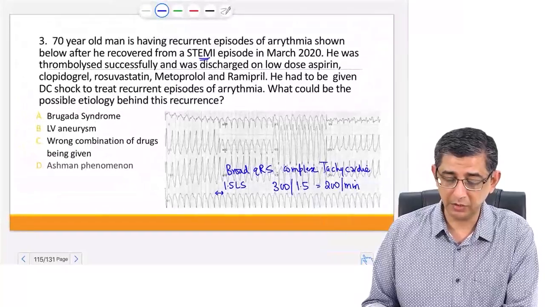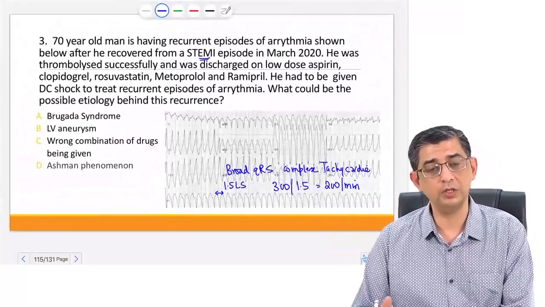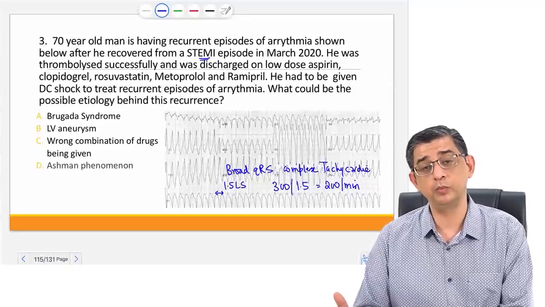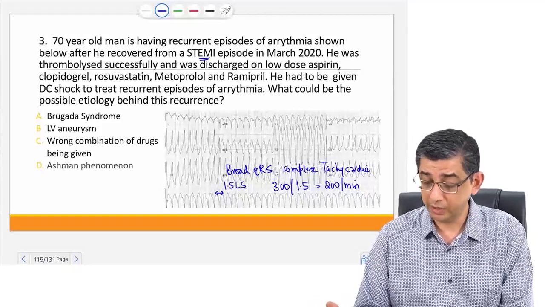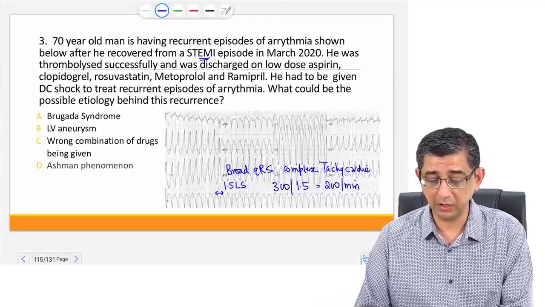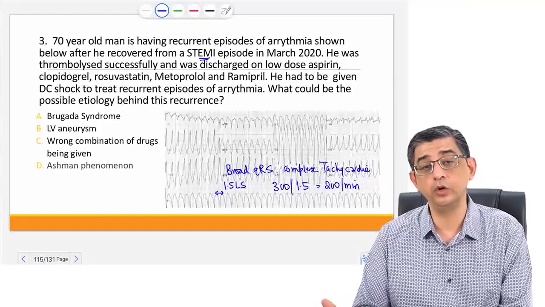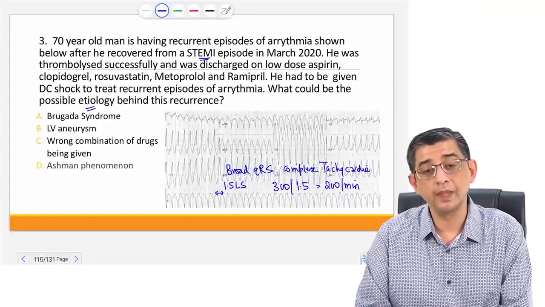And then he's telling you that he was put on aspirin, clopidogrel, rosuvastatin, metoprolol, ramipril. They are standard treatments that are given post-MI. And he had to be given DC shock for treating these recurrent episodes of arrhythmia. So what could be the etiology behind the recurrence?